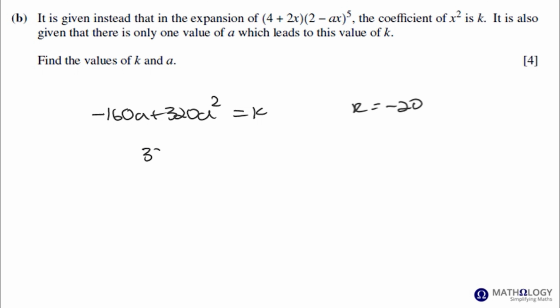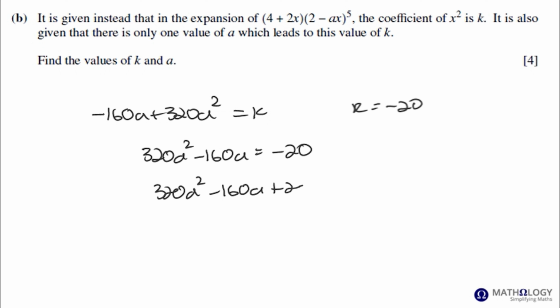So therefore, 320a squared − 160a equals −20. 320a squared − 160a + 20 equals 0. Divide through by 20: 16a squared − 8a + 1 equals 0.